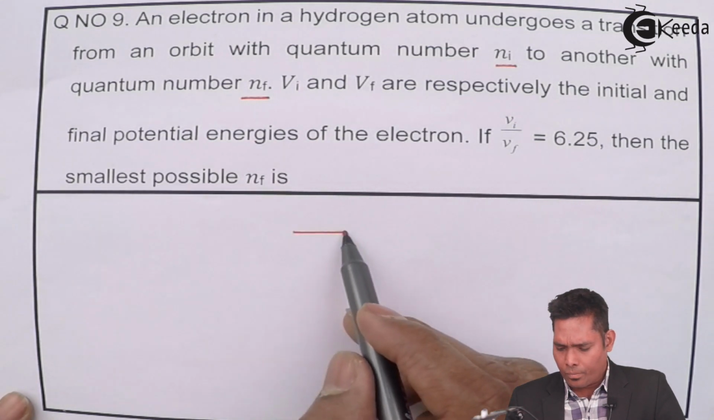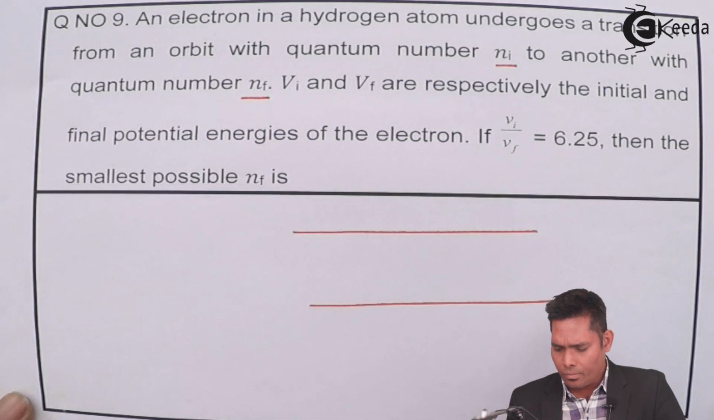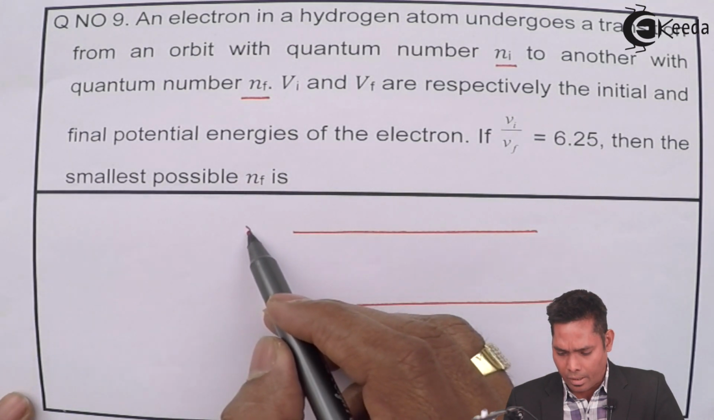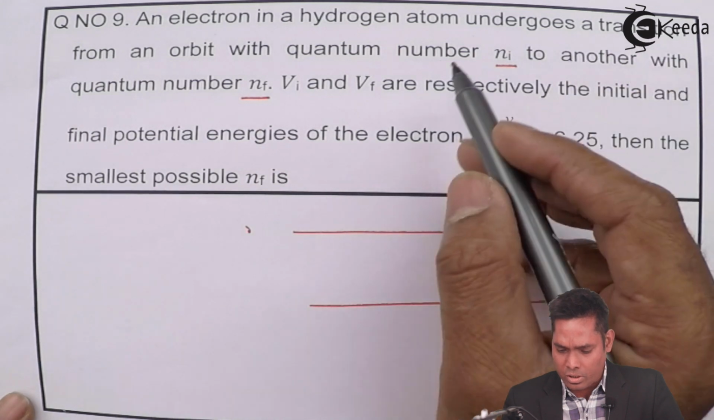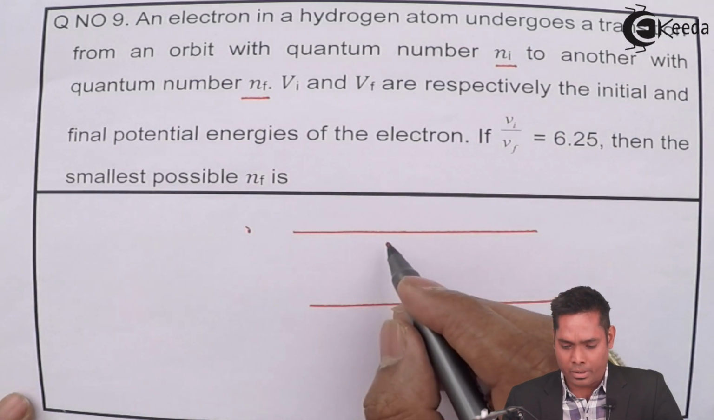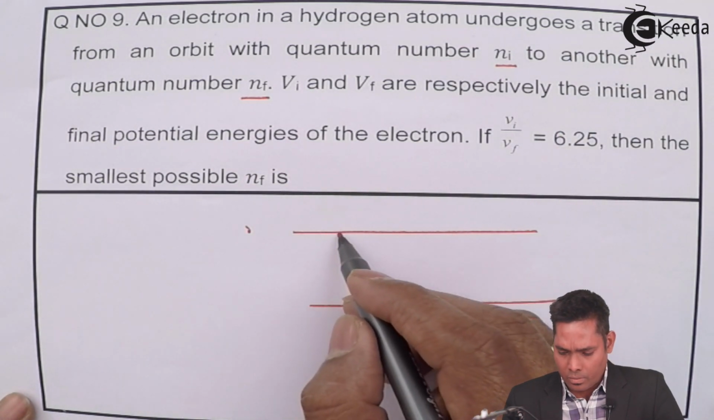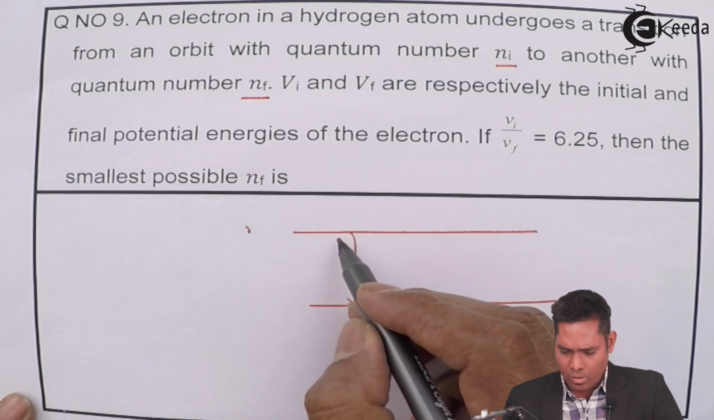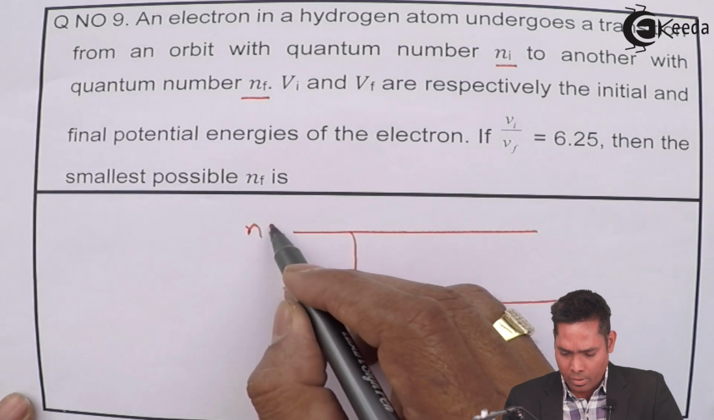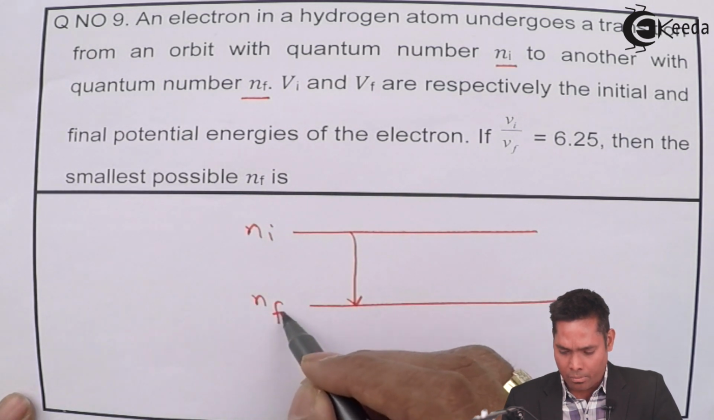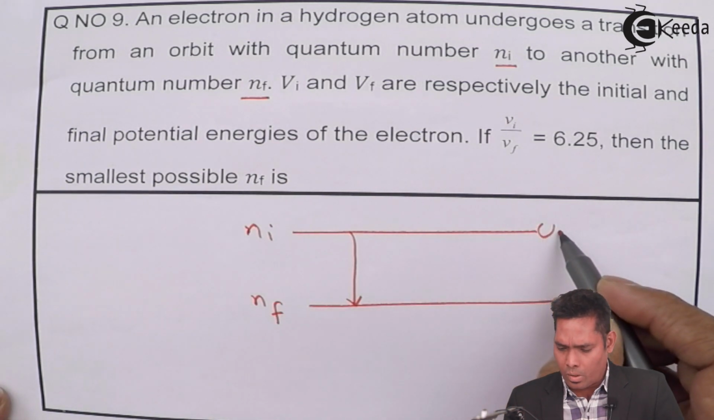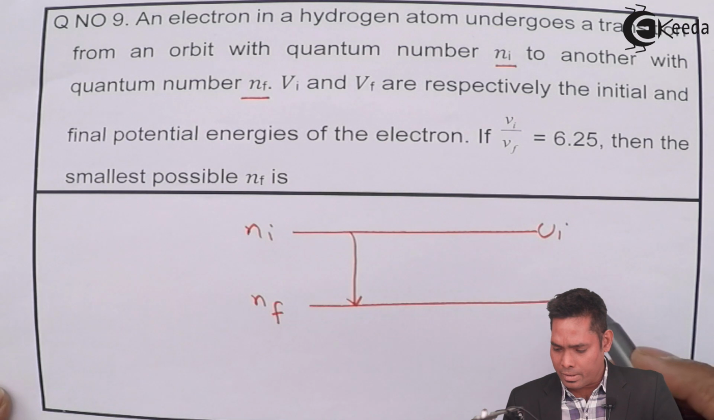So whenever an electron goes from one orbit to another orbit, say from here to here, it undergoes a transition. This I call the initial, this is the final. Here the potential energy is Ui or Vi, whatever is given. This is Uf, the final potential energy.